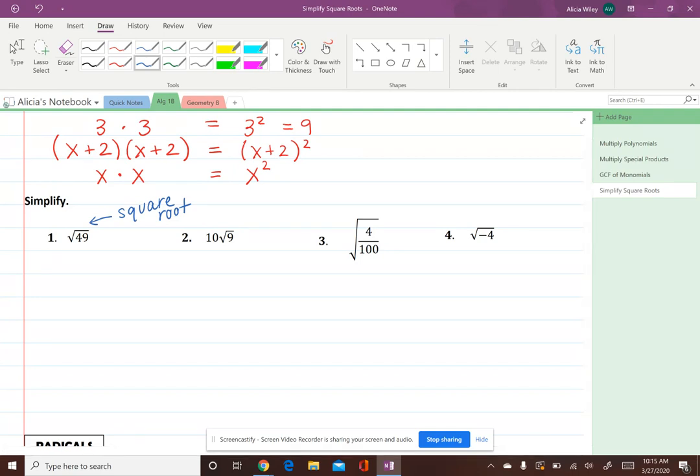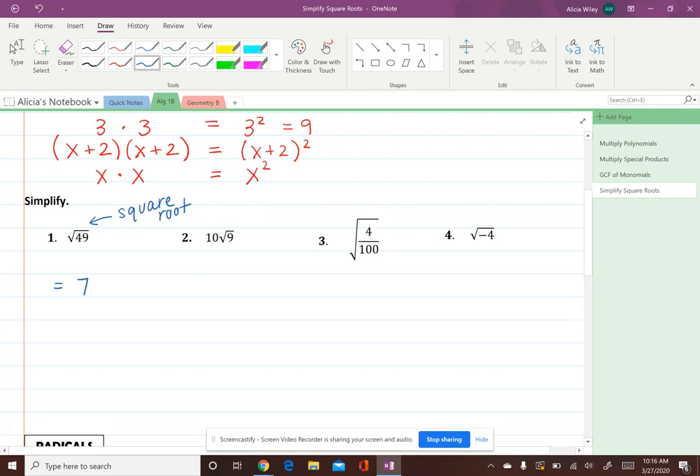A square root symbol is basically asking you, what do you multiply to itself to get the number that is underneath? Right, you probably said 7. So what do I multiply to itself to get 49? 7. So that means the square root of 49 is 7.